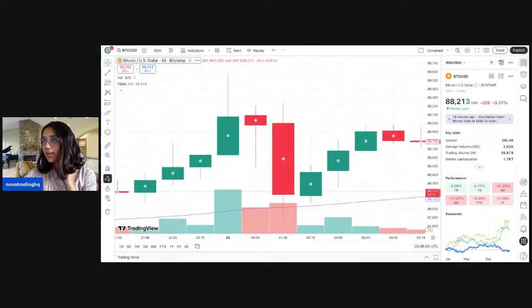First, try to understand the kind of body they have, how long they are, what kind of wicks they have. Do they have a long upper wick? Do they have a long lower wick? Do they have a doji style body? Do they have a smaller wick? These things are important whenever you are analyzing an individual candle.